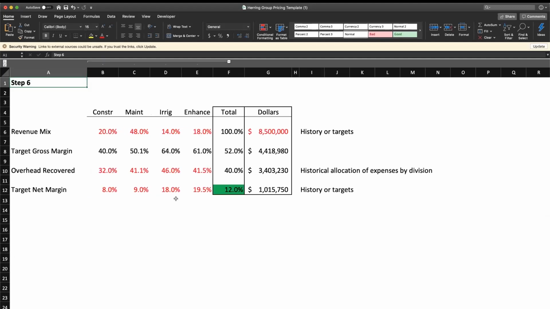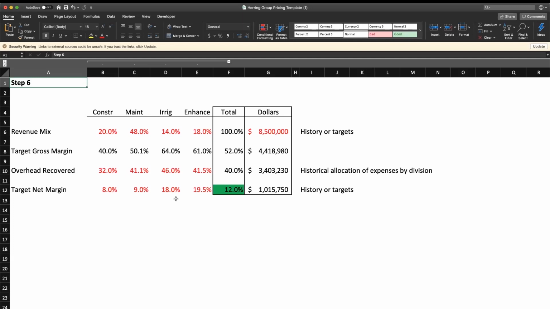So I like to develop this profit model which shows the revenue mix there on line 6. In this case, construction is 20% of our revenue, maintenance is 48, irrigation is 14, enhancement is 18. Each division has its own target margin, right? You can review that monthly. How are you doing against your target gross margin? You can review it for the last 12 months. You've got overhead to be recovered. It's different in each division, just as we talked about. And then we've got a target net margin for each division.